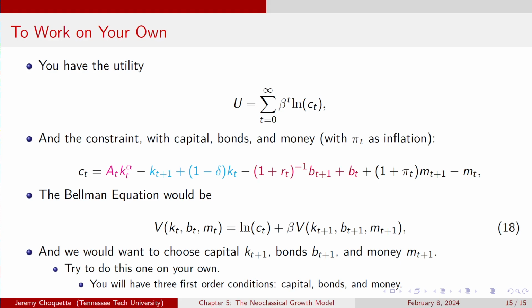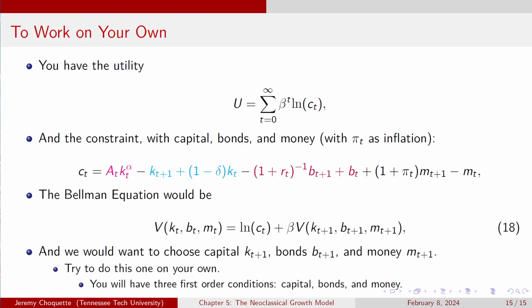And here's what I want you to do. I want you to get the first order conditions for capital, bonds, and money. I want you to get the Euler equations for capital, bonds, and money. And in about a week or so, maybe sometime next week, I'll post a video with the answers to it. But I want you to work on it on your own first, and see what you get. If you think you might be a little stuck, feel free to reach out to me. I'm always happy to help. I'm always here to answer questions that you might have.